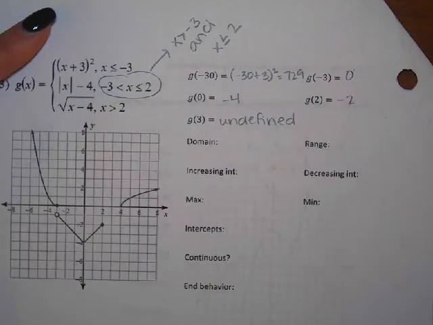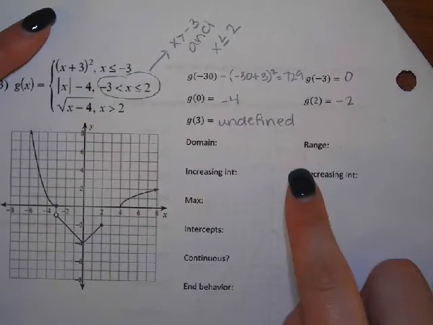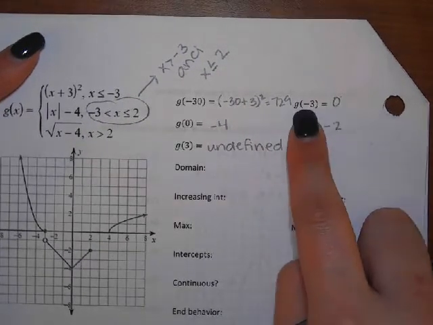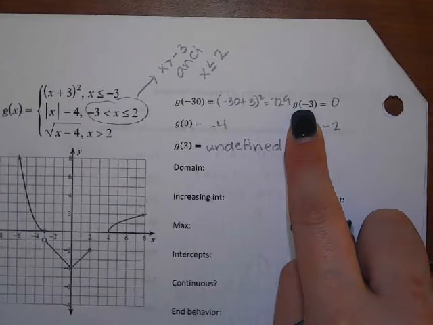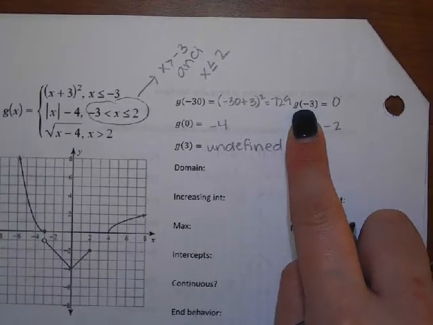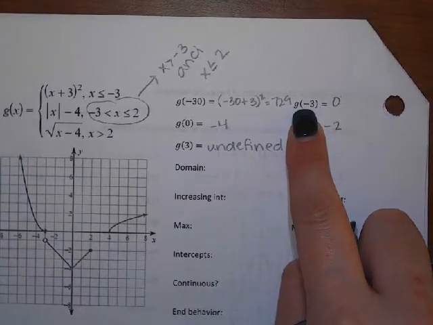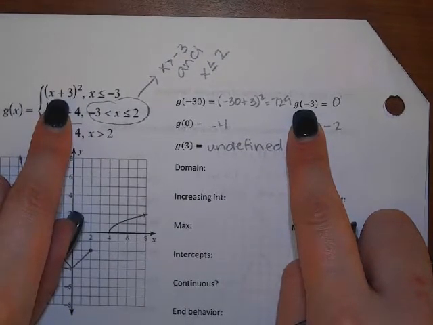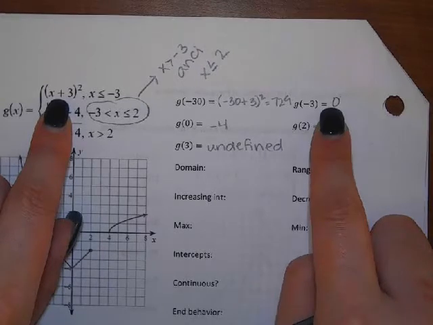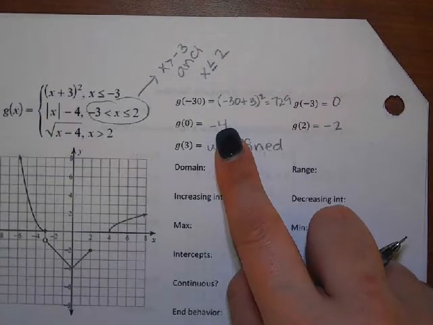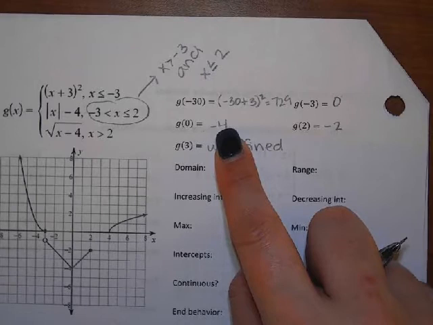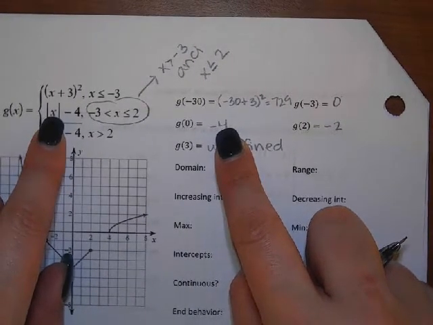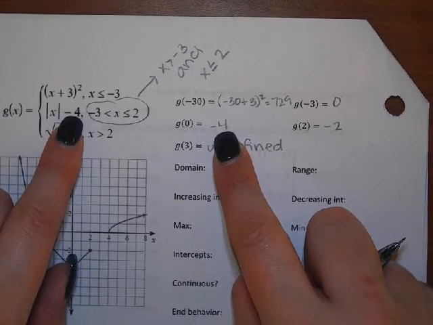Now if we were to do these by hand, negative 3 gets plugged into which piece? The first one. Negative 3 plus 3 is 0. 0 squared is 0. That's how we got the answer. Okay, where do I plug in 0? The middle one. What is the absolute value of 0? 0. 0 take away 4 is negative 4.